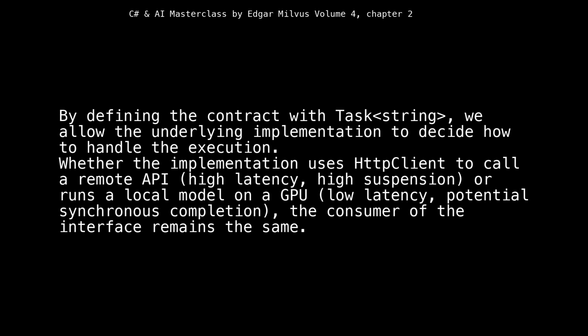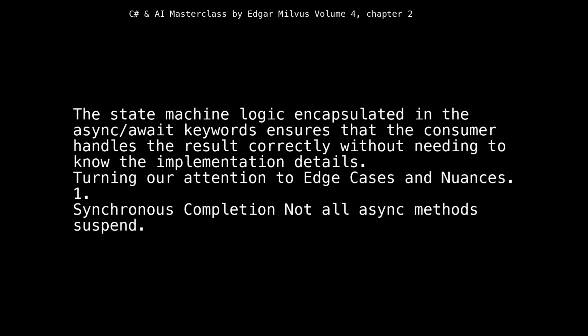Whether the implementation uses an HTTP client to call a remote API (high latency, high suspension) or runs a local model on a GPU (low latency, potential synchronous completion), the consumer of the interface remains the same. The state machine logic encapsulated in the async/await keywords ensures that the consumer handles the result correctly without needing to know the implementation details. Turning our attention to edge cases and nuances.